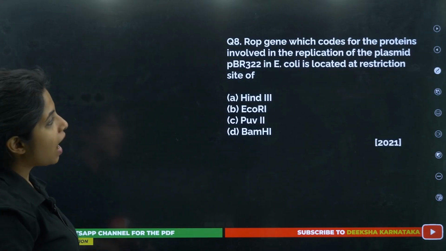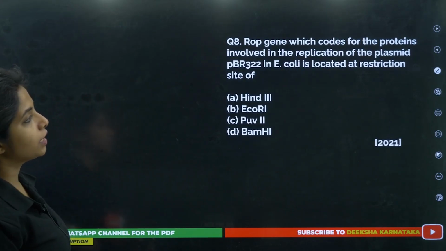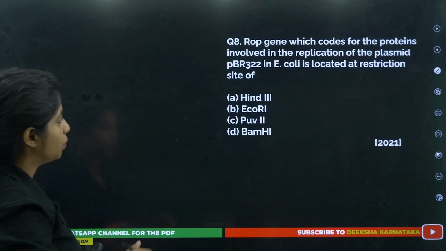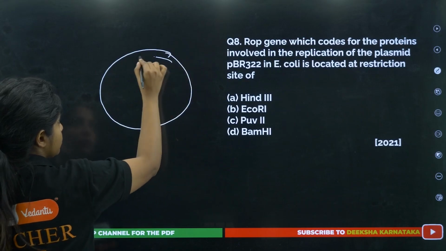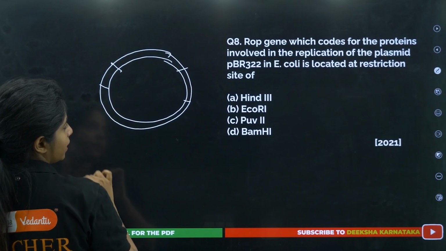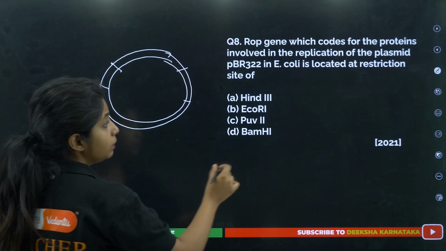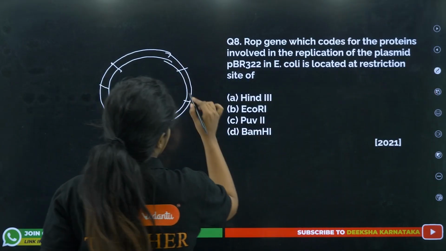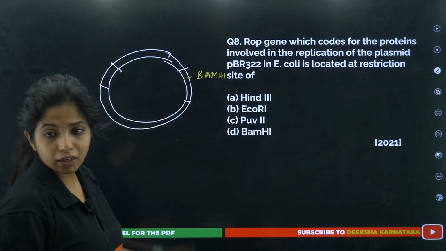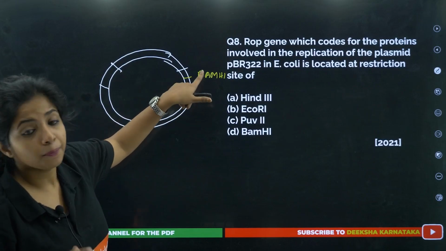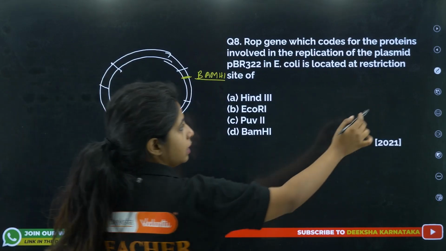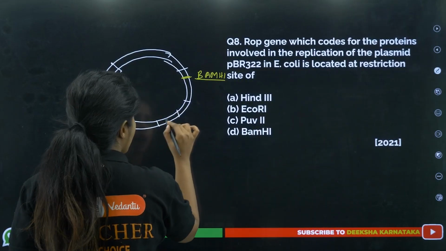Okay. Next question. ROP gene, which codes for the protein involved in the replication of the plasmid PBR322 in E. coli, is located at restriction site of. So basically, I have a plasmid, and this particular plasmid has certain sites. I told you, right? Ampicillin resistant. There is tetracycline resistant. In this resistant gene only, there might be sites for enzymes to cut also. For example, you have BamH1 over here, SalI over here. That means at this particular site, restriction enzyme BamH1 can make a cut. That is what you mean. So similarly, you have a gene like this which is known as ROP gene.